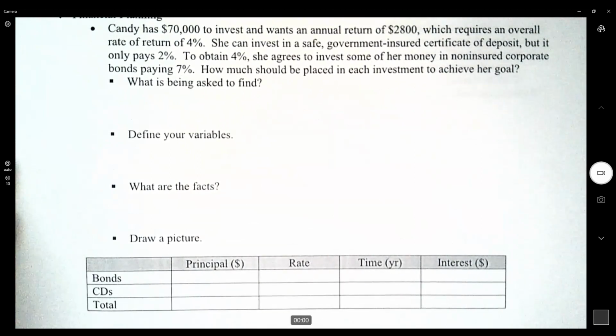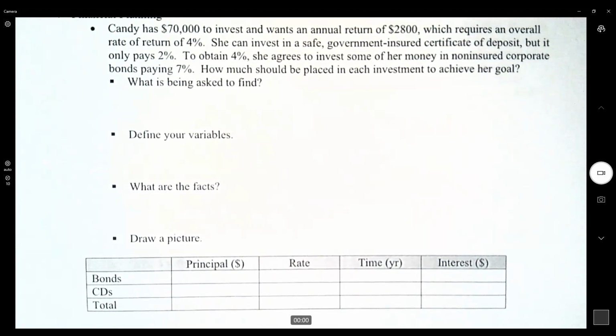She can invest in a safe government-issued certificate of deposit, but it only pays 2%. To obtain the 4%, she agrees to invest some of her money in non-insured corporate bonds that pay 7%. So how much should be placed in each investment to achieve her goal?